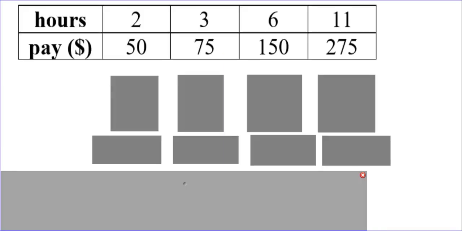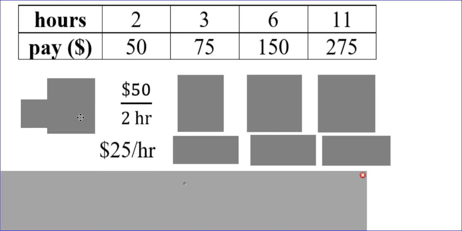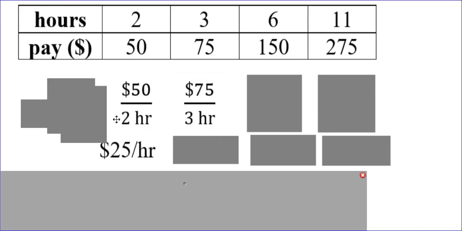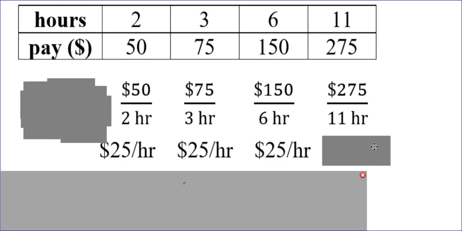Here we have a table of values. We can see that it's hours, and we have the pay based on that number of hours. Is this a proportional relationship? Well, let's set up some fractions to find the unit rate. $50 divided by 2 hours would give us $25 per hour. But does that stay consistent? $75 divided by 3 hours, $25 per hour. What about $150 divided by 6? That's also $25 per hour. What about $275 divided by 11? That is also $25 per hour.